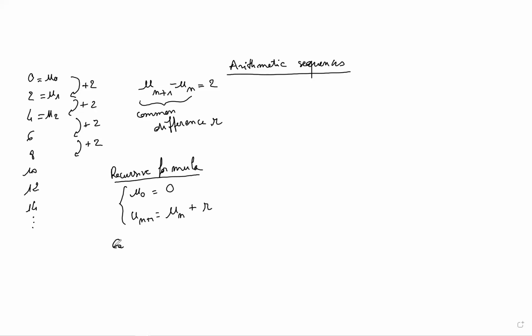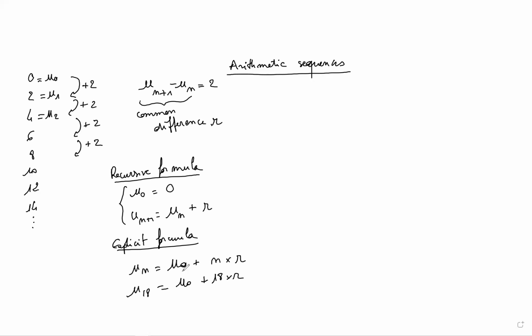Your explicit formula, if I want to compute U18 without having to compute all the previous ones. So your explicit formula is going to be, I want Un. I started from U0. And if it's U18, for example, I started from U0 and I added the common difference 18 times. Once, twice, 3 times, 4 times, and so on, until 18 times.